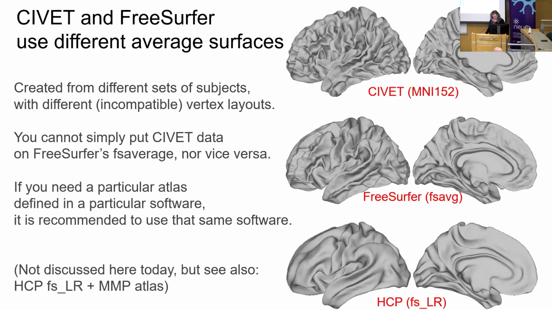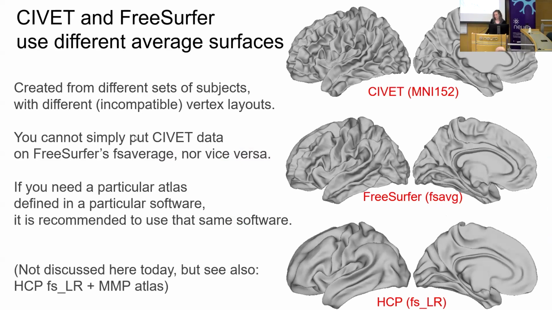Okay, and as I alluded to, we're going to talk a little bit about the average surfaces. They use different average surfaces. Generally, they look smoother than an individual surface because they are an average of subjects. The more averaged together, the smoother it might look. So even though they look kind of similar and smooth, they're not the same. They have different subjects, different vertex layouts that are incompatible.